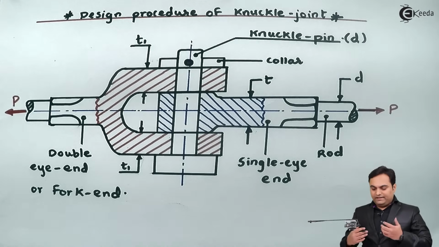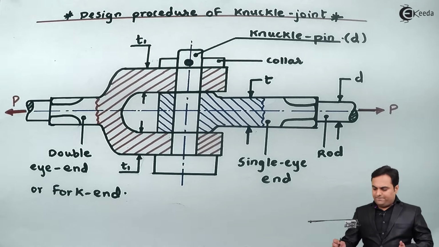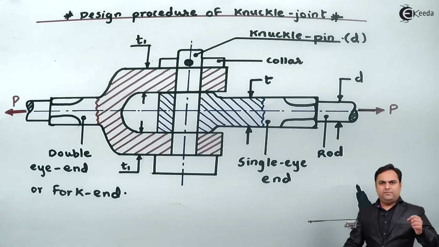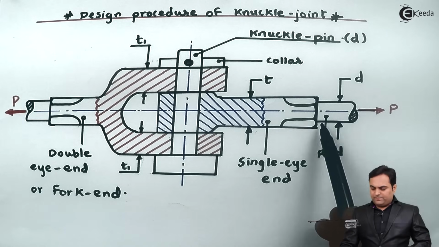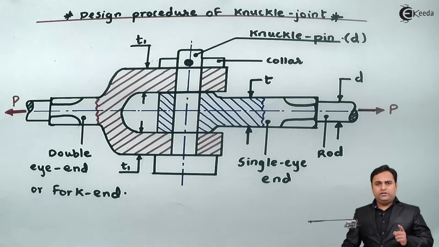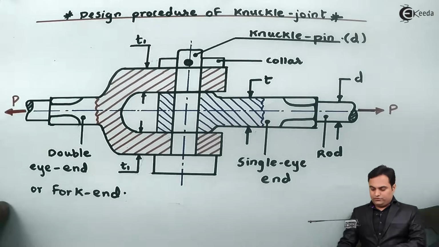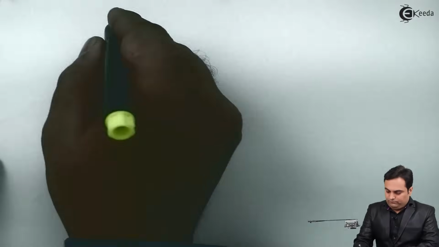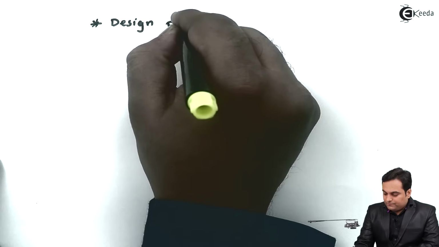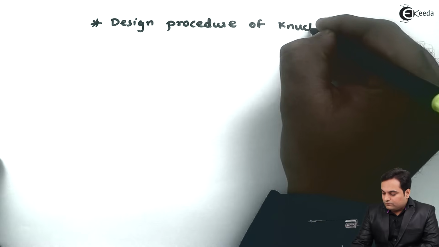So now let us analyze the failure one by one. Since we can see in this diagram, small d is the minimum diameter and failure will take place at minimum area. So step number 1 will be design of this rod where the area is minimum. It means in the knuckle joint, there is a possibility to fail at this rod first. So step number 1 in design procedure of knuckle joint.